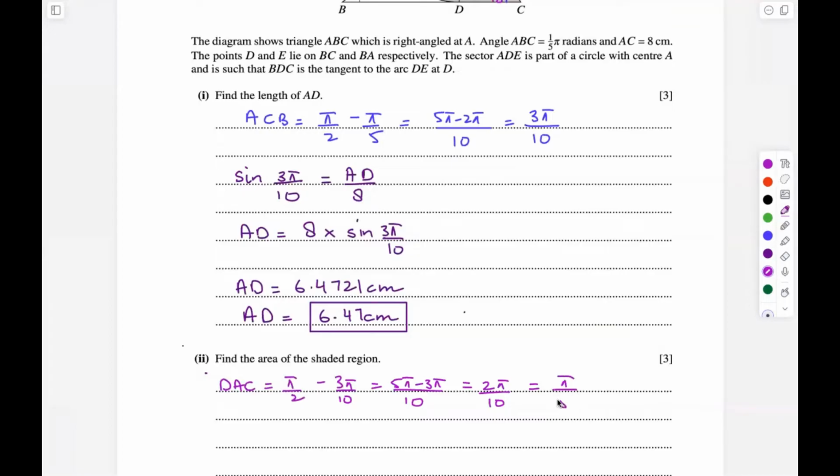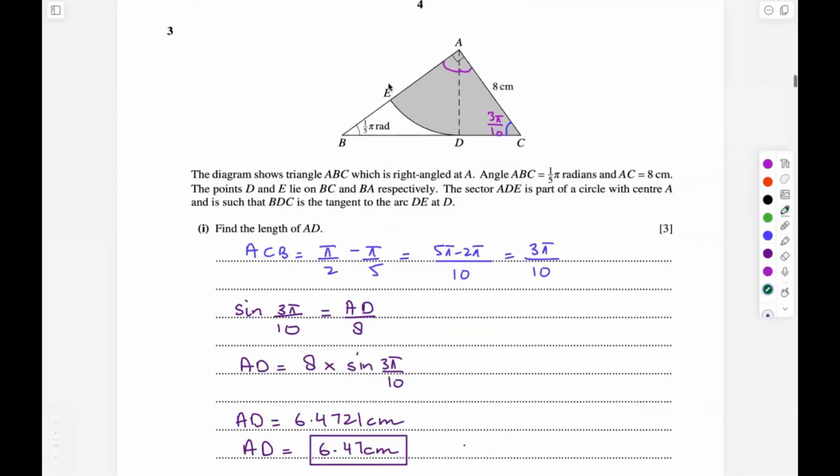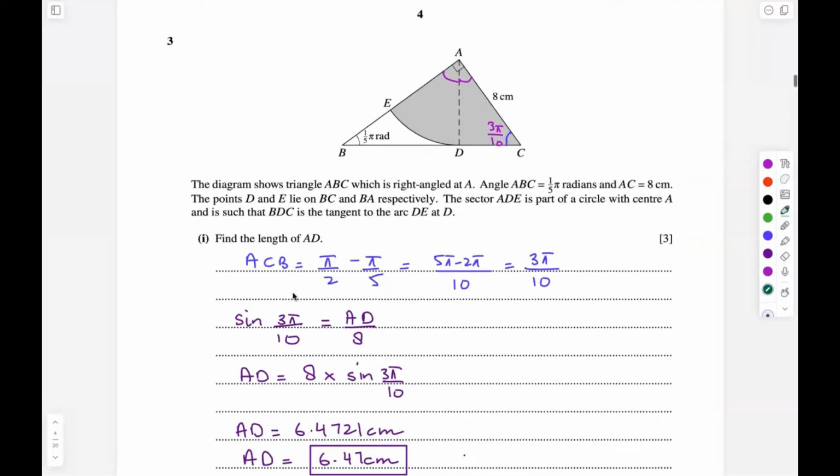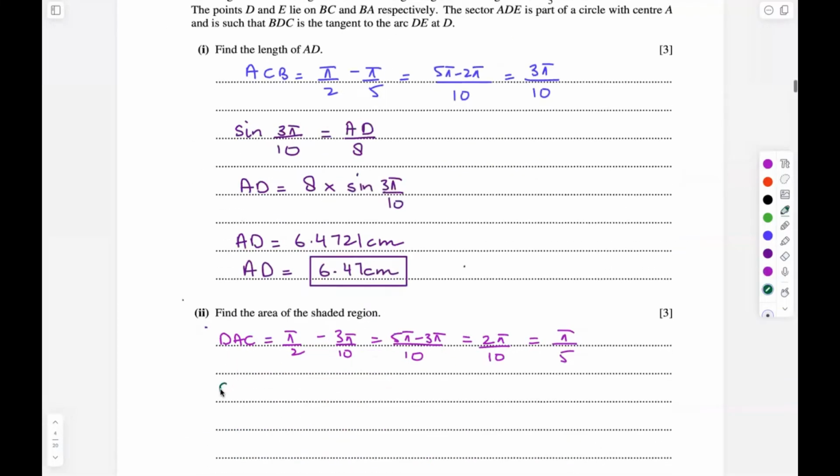As this angle is pi upon 5, we know that this complete angle was pi upon 2, so angle BAD will be pi upon 2 minus pi upon 5. Subtracting this, we'll again get the LCM as 10. Multiplying this by 5 and this by 2, we'll get 5 pi minus 2 pi, which is equal to 3 pi upon 10.